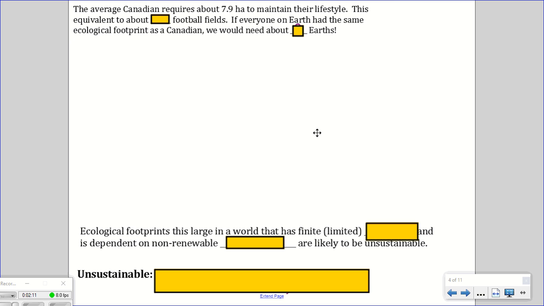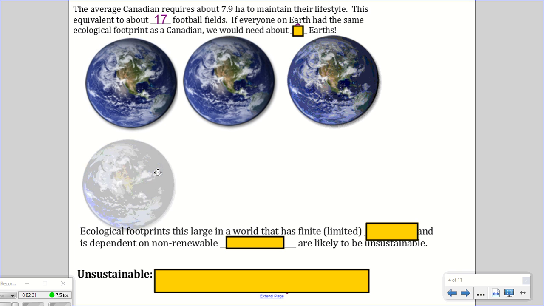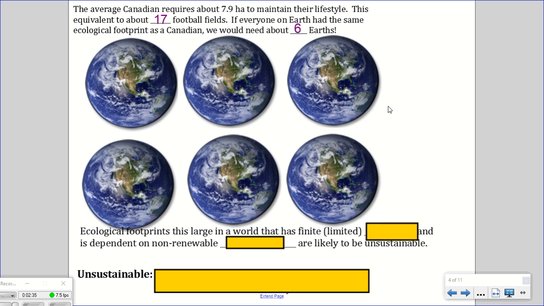The average Canadian requires about 7.9 hectares to maintain their lifestyle. And this is equivalent to about 17 football fields. So if everyone on Earth had the same ecological footprint as a Canadian, we would need not 1, not 2, not 3, not 4, not 5, but 6. We would need about 6 Earths to support that lifestyle if everybody on Earth lived the same way that Canadians do.